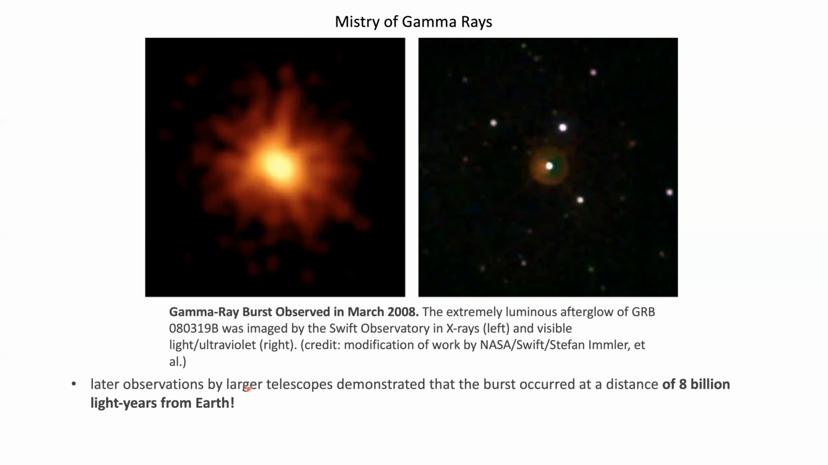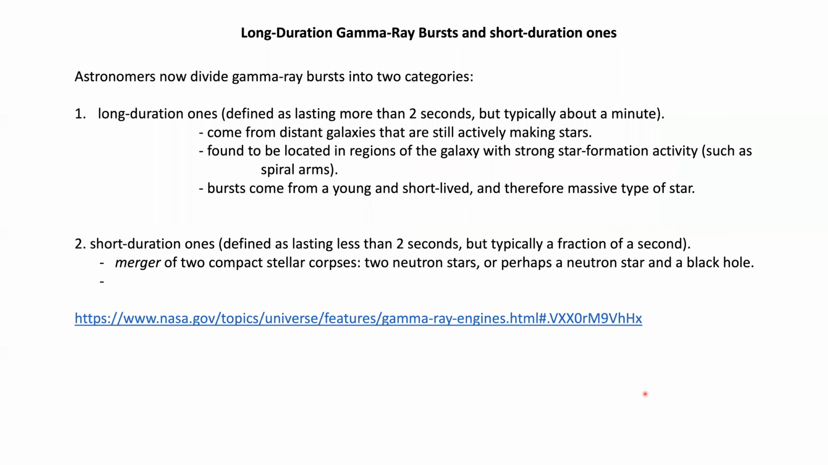And later, as I told you, by observation from the large telescopes, the astronomers have found that this particular burst occurred at a distance of 8 billion light years from Earth. Right? Now you can see how far this gamma ray burst occurred. This is why this type of gamma ray burst took the attention of astronomers, because they came from very far away, which means gamma ray bursts are a nice way of looking at the earlier universe.